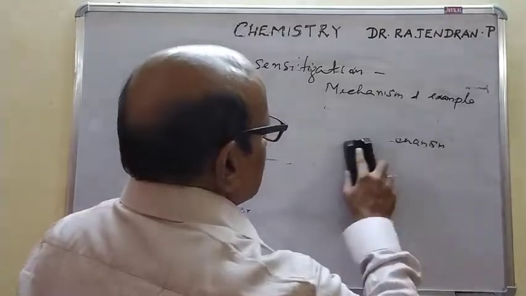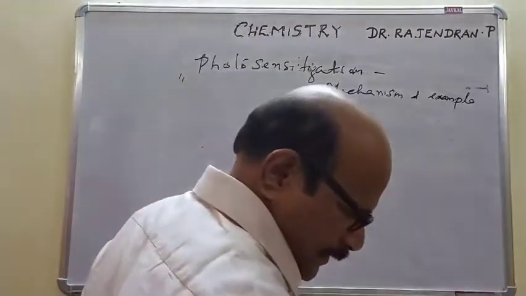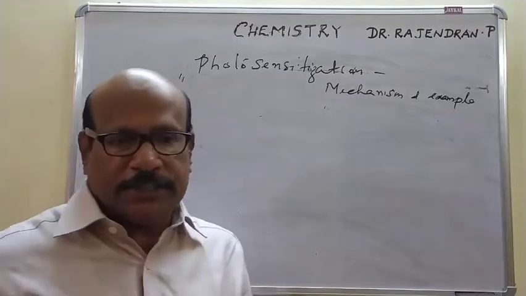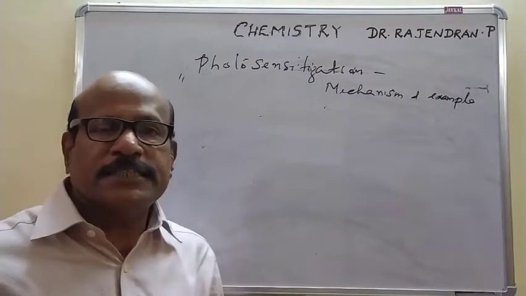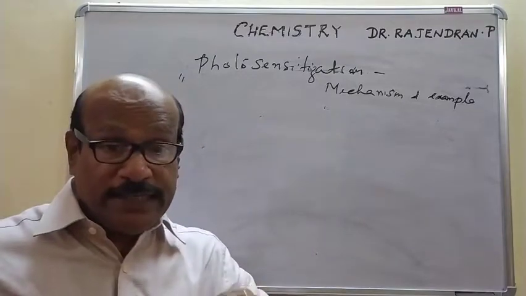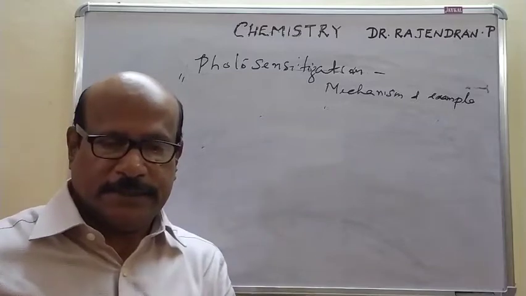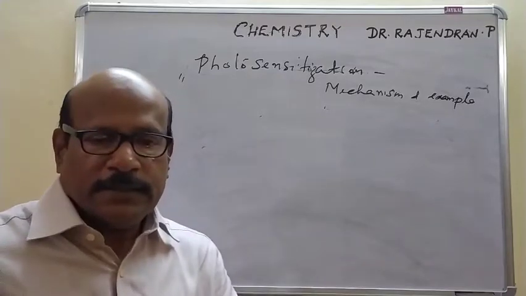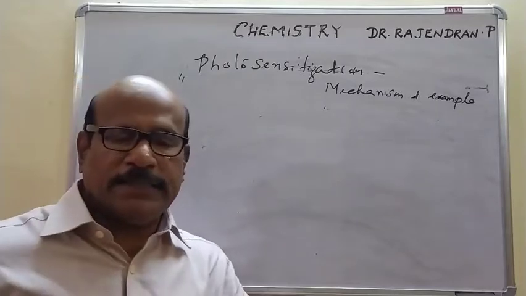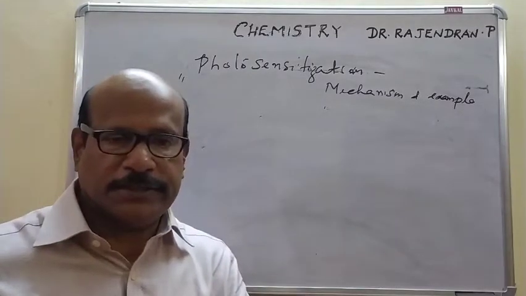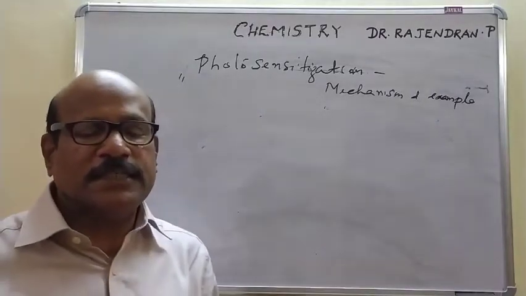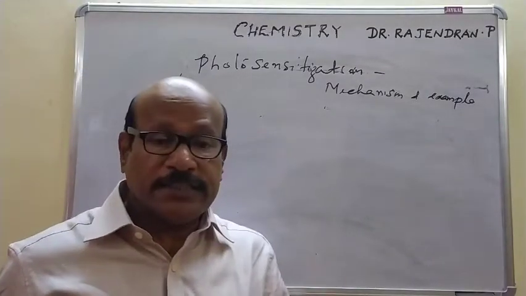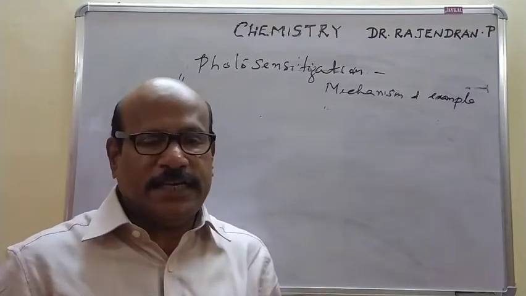What is photosensitization, and what is the mechanism and a suitable example. That is, in a certain photochemical reaction, the reactants are completely insensitive to light, but the presence of an external material, a third substance which is sensitive to light, can absorb light and transfer the photon radiant energy to the reactants, and thereby the reactant molecule undergoes chemical reaction. Such a reaction is called a photosensitized reaction. And the foreign material that is sensitive to light but does not undergo chemical reaction directly is called a sensitizer. So what is a photosensitized reaction?